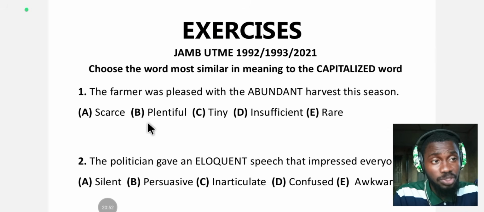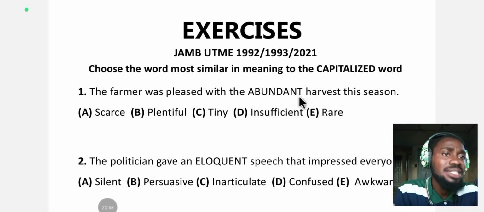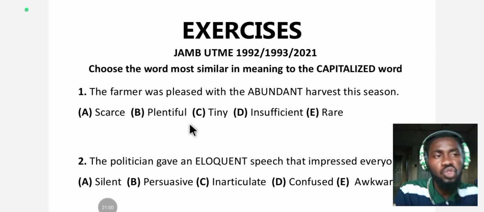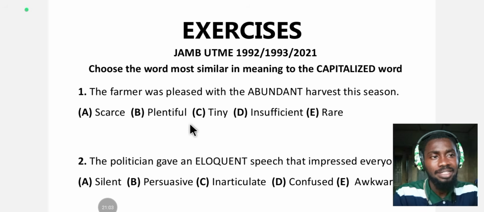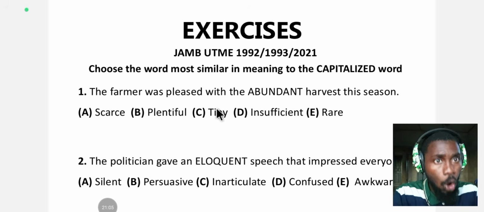The correct option is B, plentiful. The farmer was pleased with the plentiful harvest this season. Both of them can go hand in hand, either abundant or plentiful.